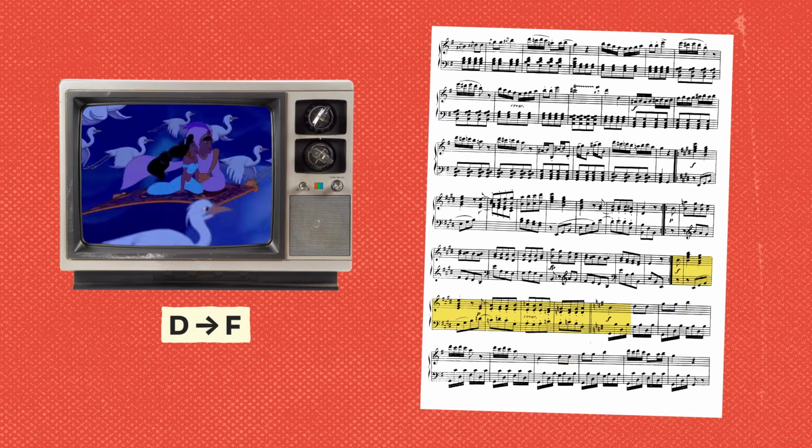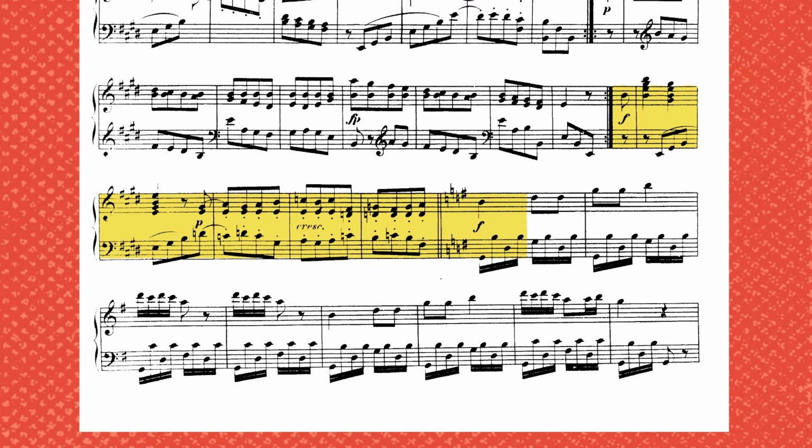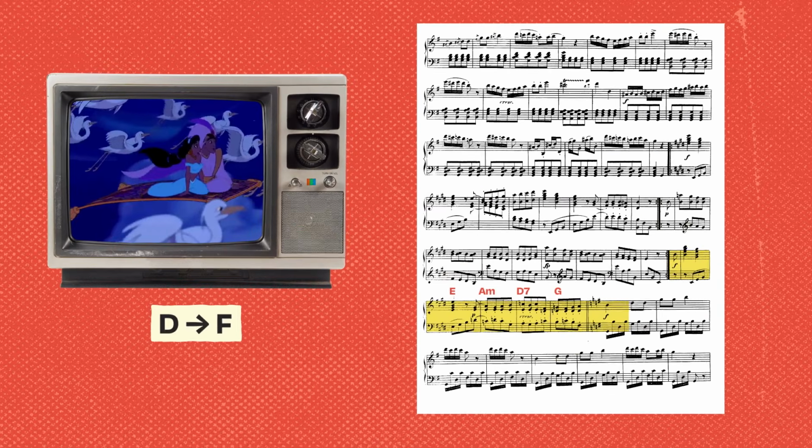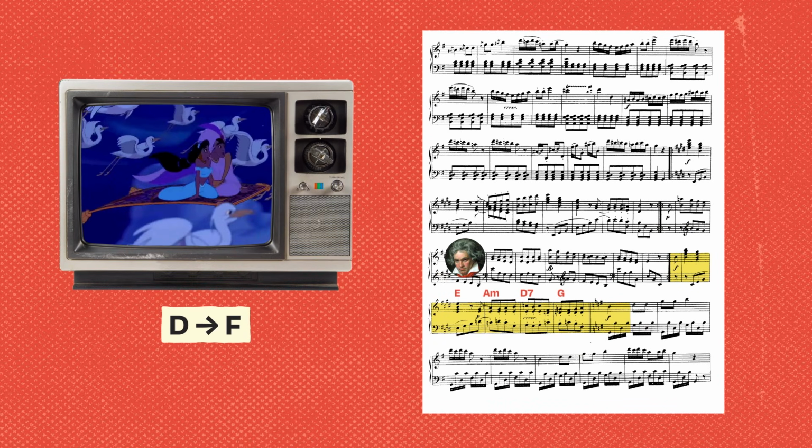Actually, I lied. It's not exactly the same as A Whole New World because Beethoven's key change is more fleshed out. Here's what I mean. In A Whole New World, Menken goes directly from a D major chord to an F major chord. In Rage Over a Lost Penny, Beethoven goes from E major to A minor to D7 to G major. They both end up 3 half steps higher than where they started, but Beethoven takes the scenic route and Menken flies direct. Speaking of Beethoven, here's a quick side note.